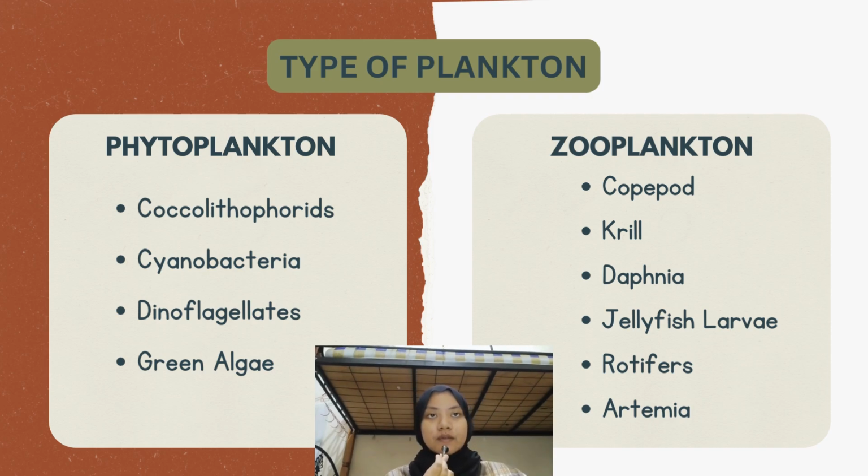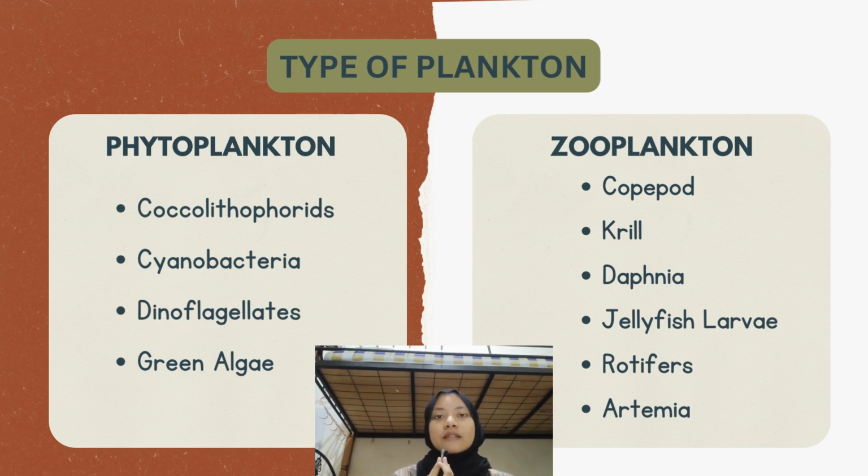The last one is green algae. Green algae is a group of many species of phytoplankton that live in freshwater and marine environments. They contain chlorophyll, which gives them the color green. So moving on to zooplankton. Zooplankton are heterotrophic plankton that live in water columns, such as ocean, seas, lake, and any freshwater bodies. They range from microscopic organisms to larger species that are visible to naked eye, such as jellyfish. An example of zooplankton is copepod.